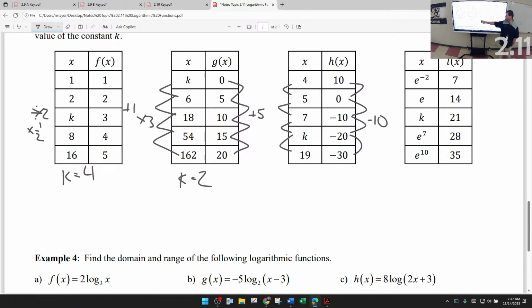What did we decide this was? 11. This one's easy. Plus 4, plus 4. I'm sorry, plus 7. Jiminy Christmas. Plus 7, plus 7.